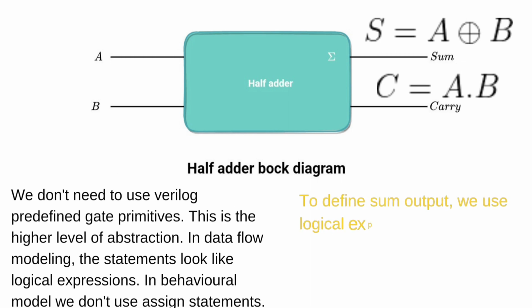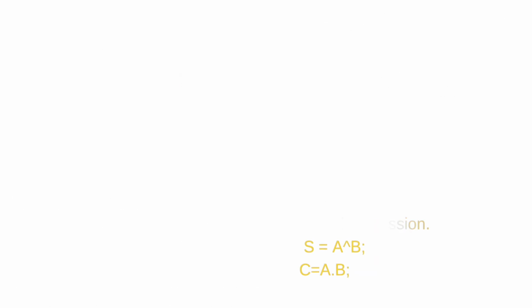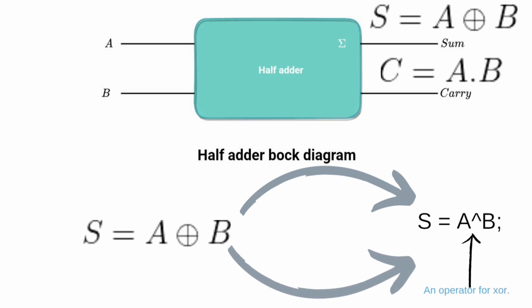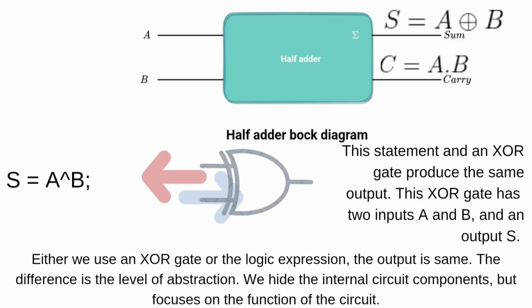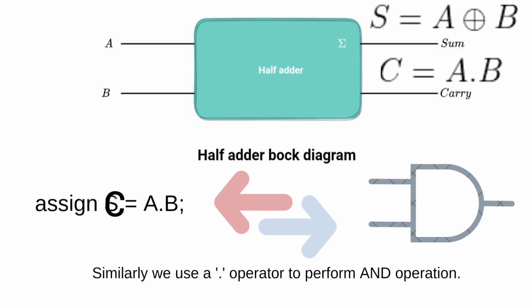To define some output, we use logical expression sum is equal to A XOR B and C is equal to A dot B. We replace this XOR operator. This will produce the same output, and we don't need to use gate level primitives in this type of modeling. Similarly, for carry, we use dot operator to perform AND operation.